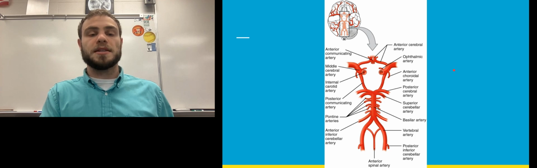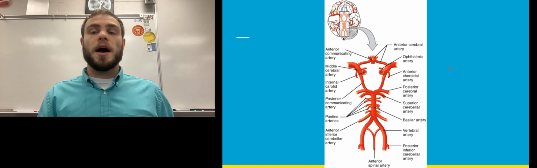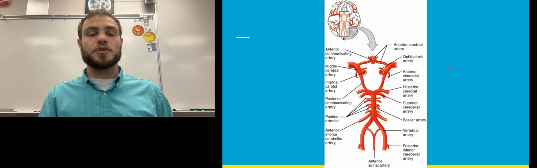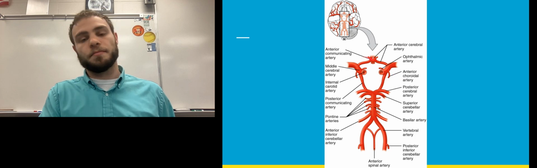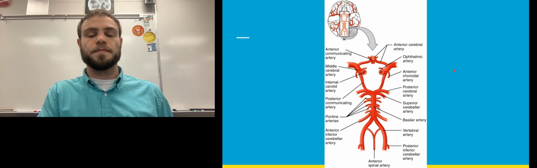So the reason the circle of Willis is pointed out is because it allows blood to still get to all of the different structures of the brain and of the spinal cord, even if one part is pinched off, because it is able to take a longer route, but still get there.